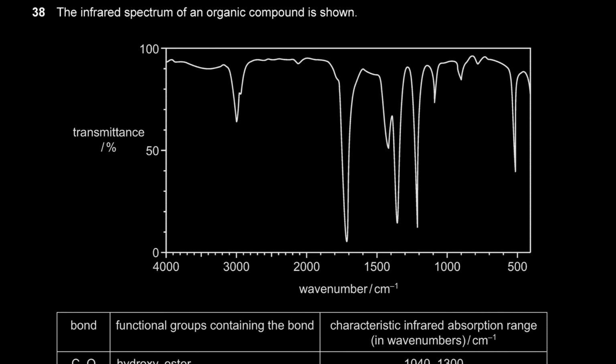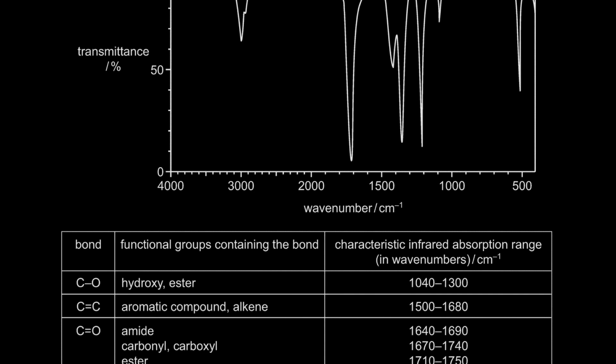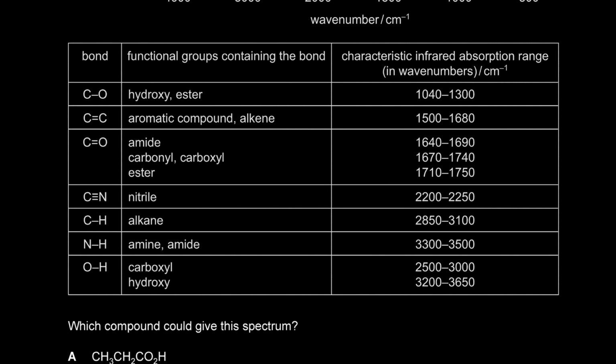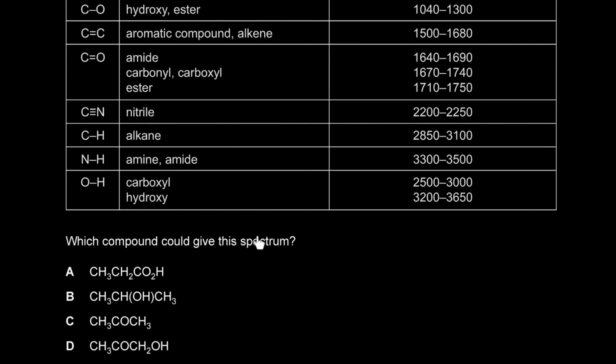Question number 38 says the infrared spectrum of an organic compound is shown. They've given us the table with the absorptions for different bonds over here. Which compound could give this spectrum?